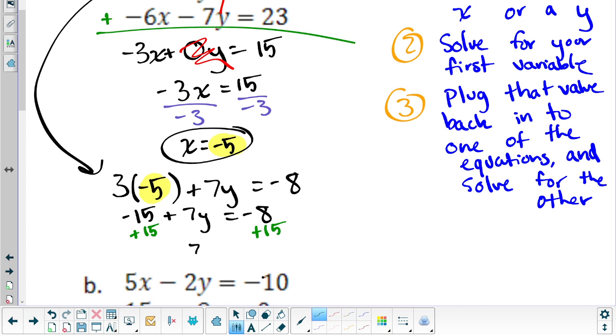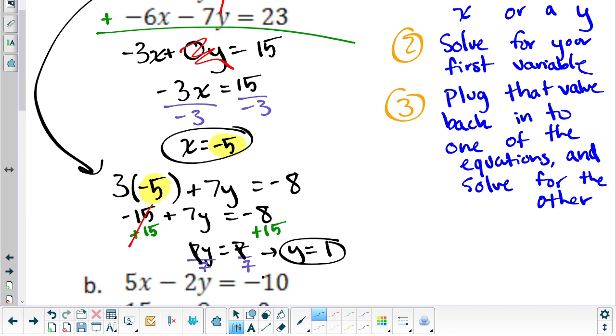and I get 7y equals negative 8 plus 15 is 7. On this side, I added 15 because this 15 was negative, so they cancel. And now I have 7y equals 7. I'm going to divide both sides by 7, and both of these just turn into 1. So y equals 1.